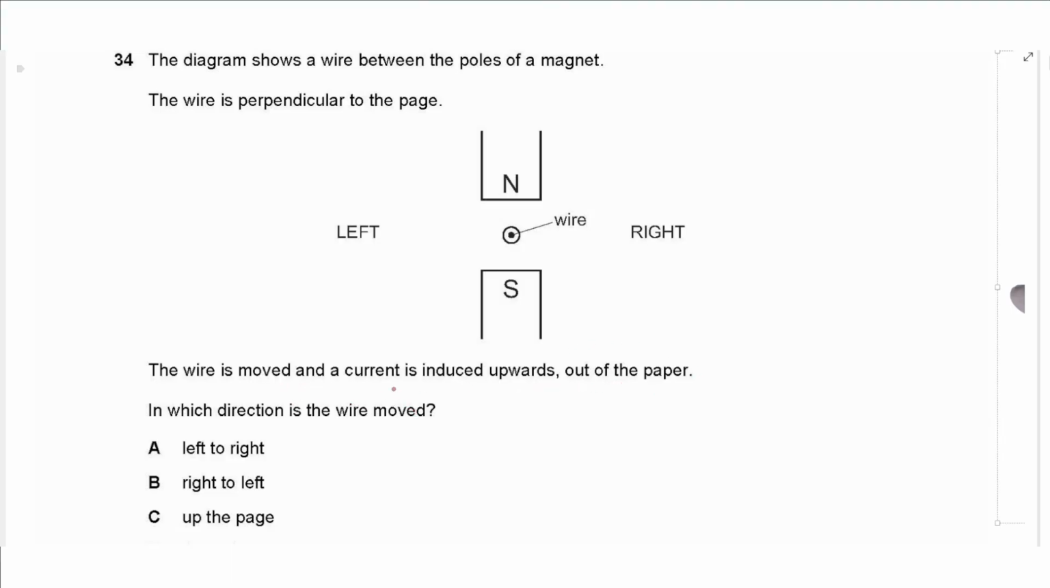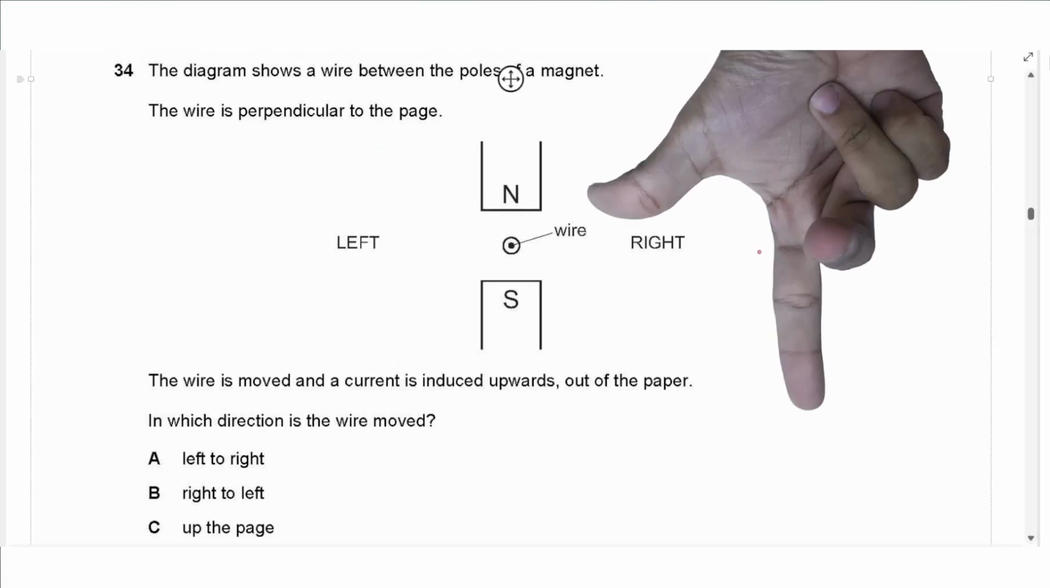In this case, we use the right hand rule. So if you point downwards with your index finger towards a magnetic field from north to south, and you are required to induce a current out of the page, so the middle finger should be pointing away from the screen, then you would find that the thumb is pointing to the left, so the wire must be moved to the left. So in the choices, we choose B, which is right to left.